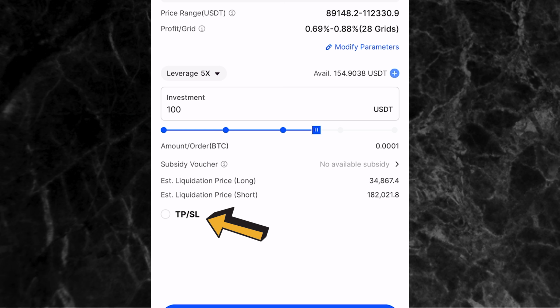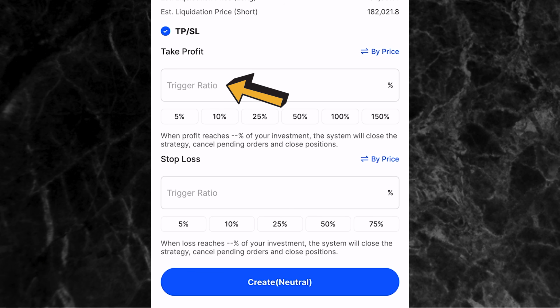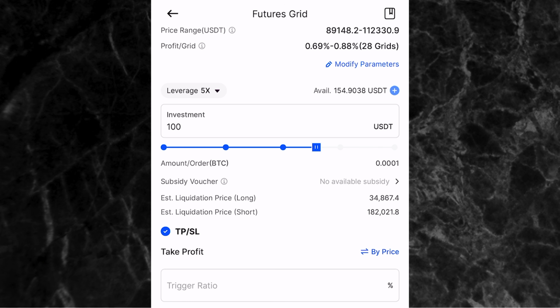So once you've seen that, just set your take profit and stop loss. Just click on it right here. The percentage of profit you are willing to make, you enter it right here, and then the percentage of loss you are willing to lose, you put it right there. So that's just for the auto.